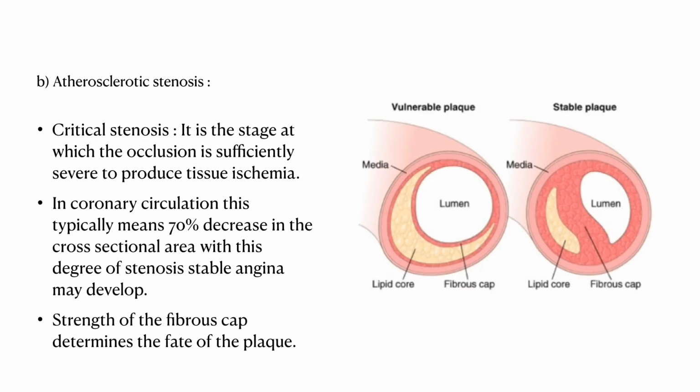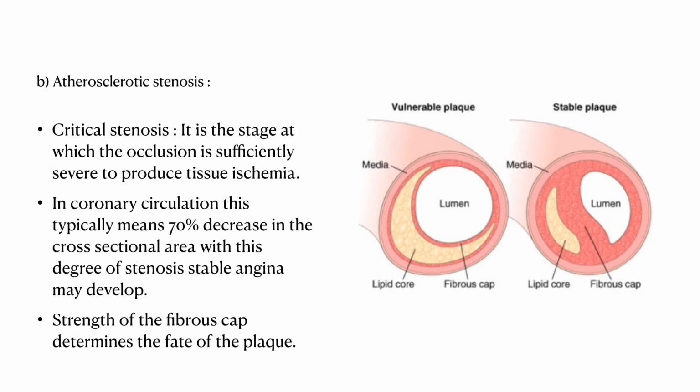Atherosclerotic stenosis. Stenosis means narrowing of the blood vessel, and in small arteries, atherosclerotic plaques can narrow or even occlude the vessel lumen. Critical stenosis is the stage at which the occlusion is sufficiently severe to produce tissue ischemia. In coronary circulation, this typically means a 70% decrease in the cross-sectional area. With this degree of stenosis, stable angina may develop. Stable angina is one form of angina pectoris.